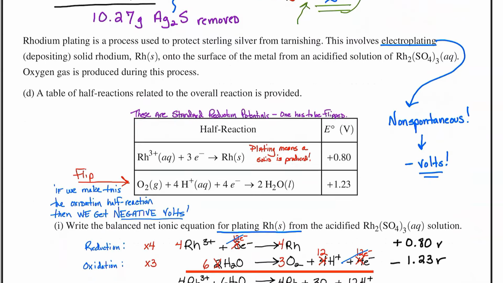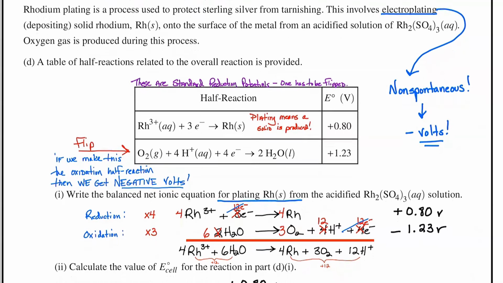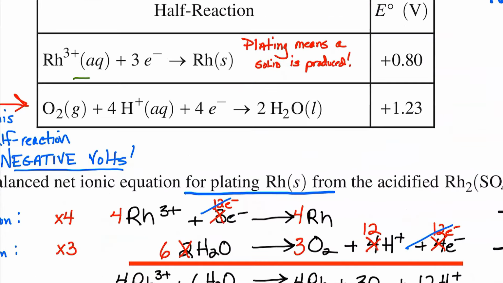I got a lot written here for this next question because they're talking about rhodium plating. Rhodium's a metal, and plating means that we're going to take an ion and make it a solid. We should recognize plating or electroplating or electrolysis is a non-spontaneous process needing a battery. But if we didn't pick up on that, you probably should have picked up that if we're going to plate rhodium, we need this reduction reaction. Because these half reactions given to you are both written as standard reduction potentials from a table, the other one's got to be flipped.